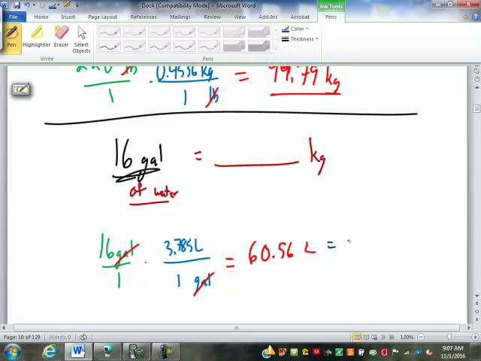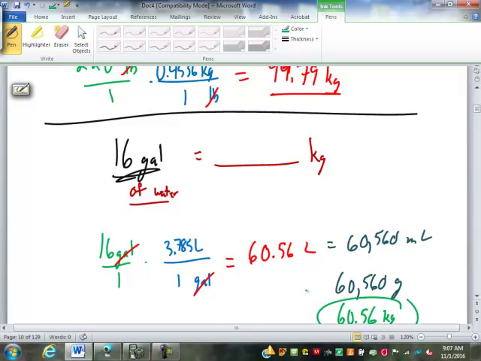Let's go through the process. So that is 60,560 milliliters, which is 60,560 grams, which is 60.56 kilograms. So 1 liter does come out to be 1 kilogram. So that 16-gallon tank is going to add 60 kilograms of mass to your car.